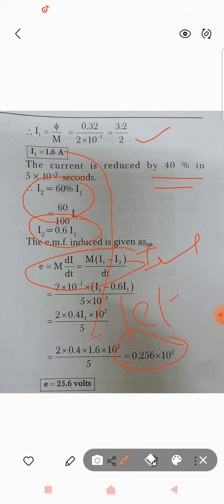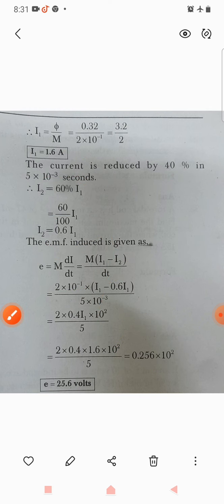So friends, today we have completed the numericals based on the mathematical formula of self inductance and mutual inductance. I hope you understood these questions. Write the questions with their proper solution and don't forget to write the units for the final answer.